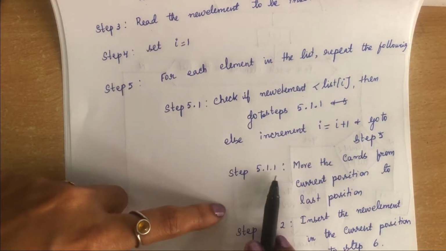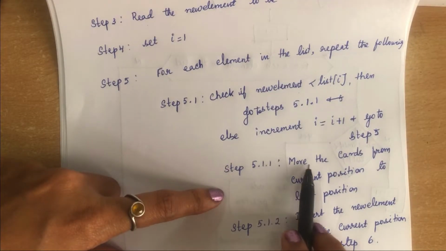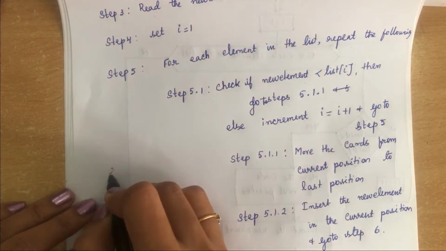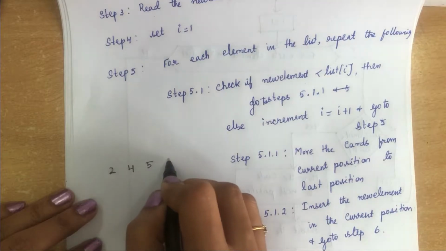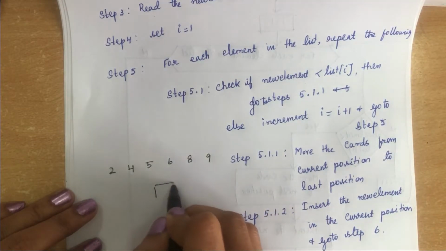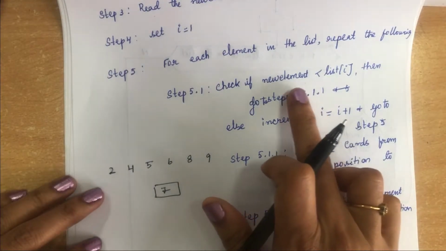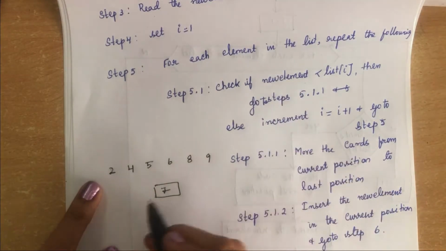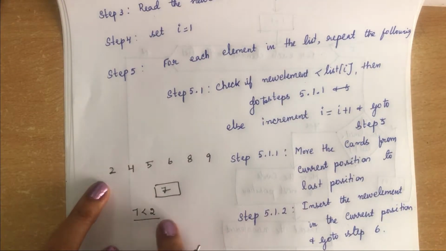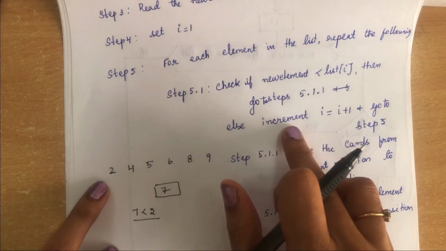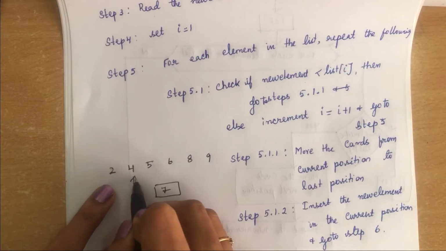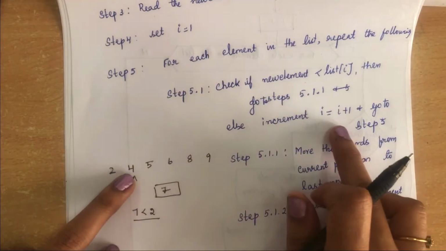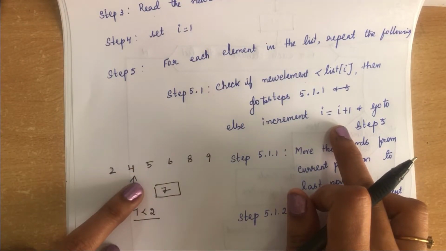In step 5.1.1, I will move all the cards from the current position to the last position. For example, if I have 2, 4, 5, 6, 8, 9 and I want to insert 7, first I check: the new element is 7. Is 7 lesser than 2? No, 7 is not lesser than 2. So it will go to the else part and increment the I value. Initially it was 1, now it will become 2, and it will point to the second element in the list.